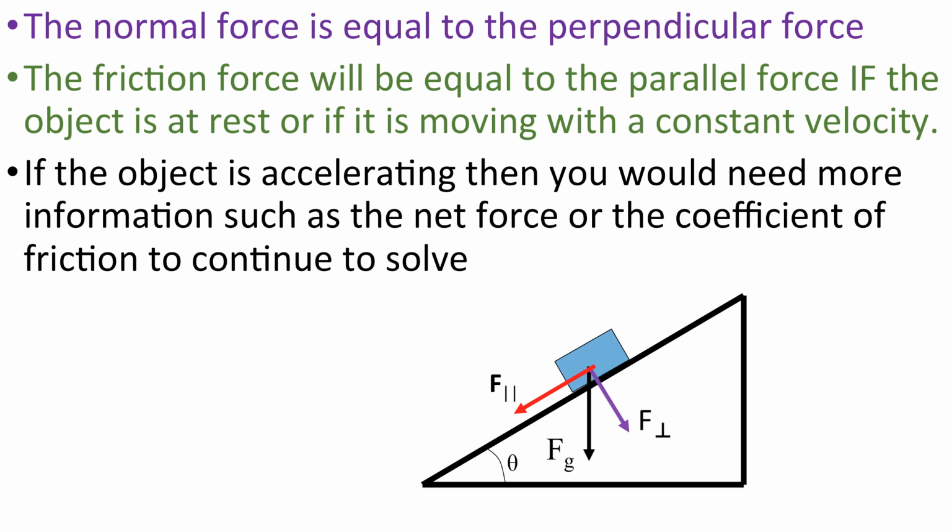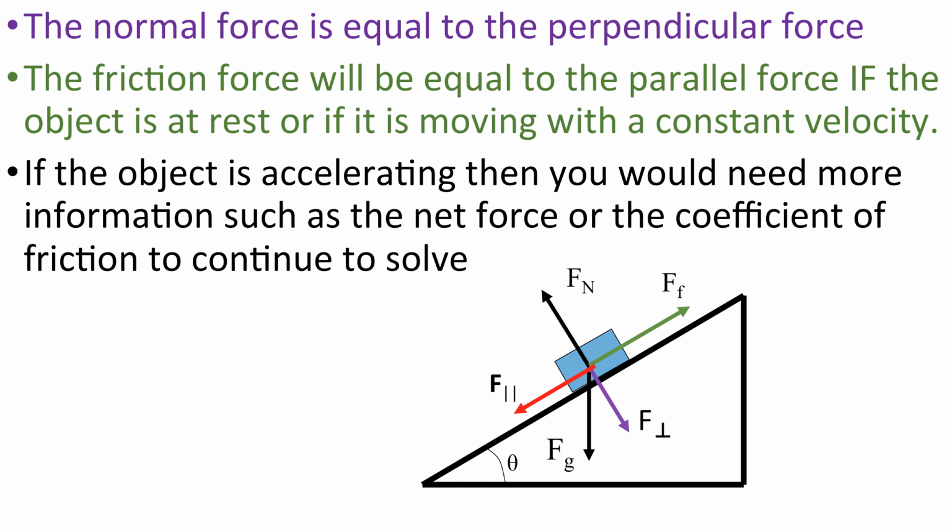And then we're going to have a friction force involved, and that's going to go opposite, or up the ramp. This friction force is going to equal the parallel force if our object is either at rest or moving at a constant velocity. To go back to the beginning of this unit, they're going to be equal because that would create a net force of 0. And with a net force of 0, you either have to be at rest or moving at a constant velocity.